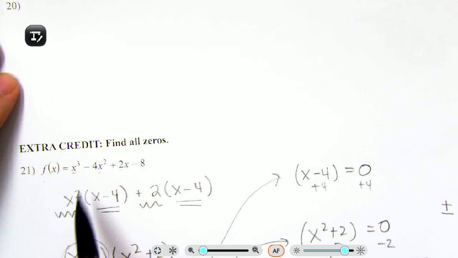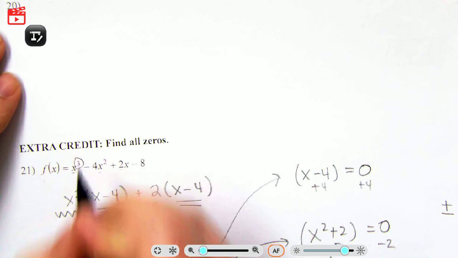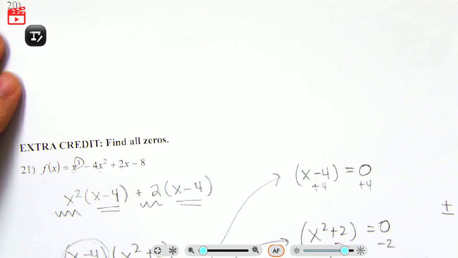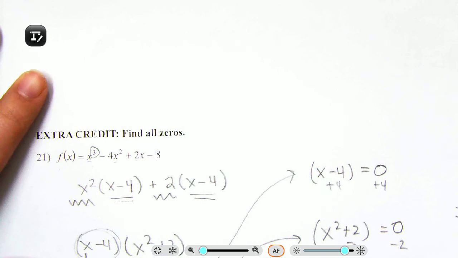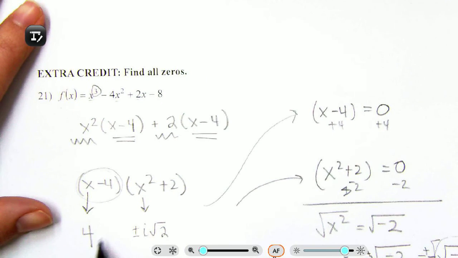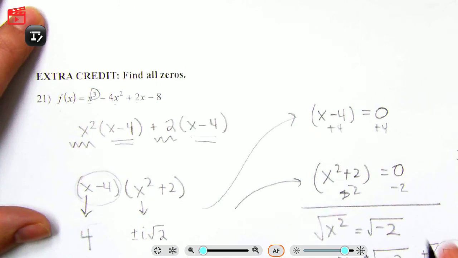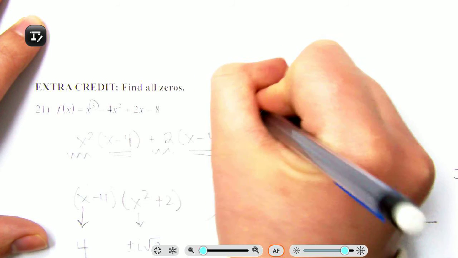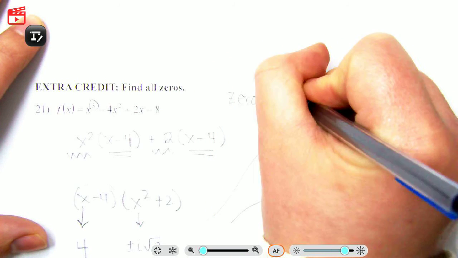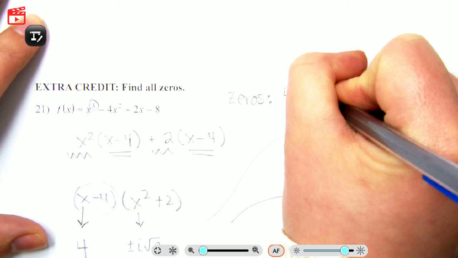So looking at our original function, looking at the highest exponent, we have 3. That means by the corollary of the fundamental theorem of algebra, we need to have 3 zeros or 3 roots as well. So I have 4 and plus or minus i root 2. So I have a total of 3. They should always match up. So zeros or roots are going to be 4, comma, plus or minus i root 2.